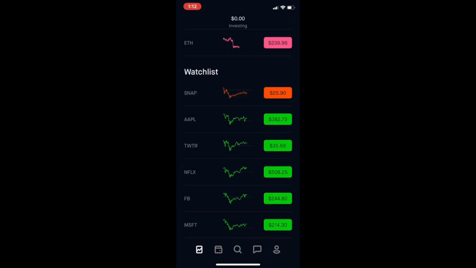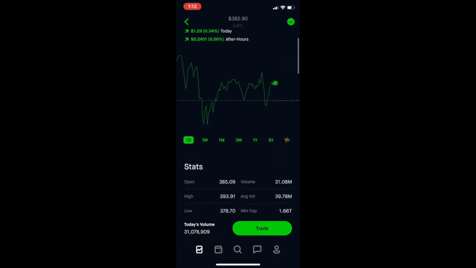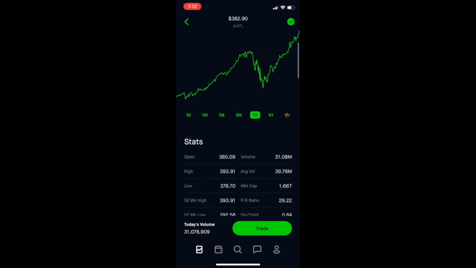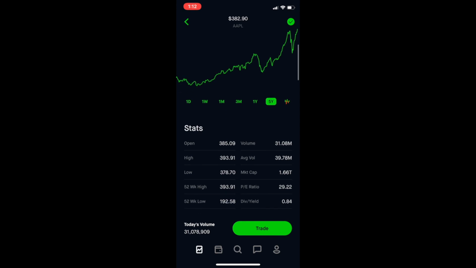So let's look at Apple. There, Apple, we scroll down on the Apple. On the month, stock has been going up. On the 3 months, stock has been going up. Yearly, stock has been going up, and 5 years stock has been going up. So let's get down to the dividend yield.